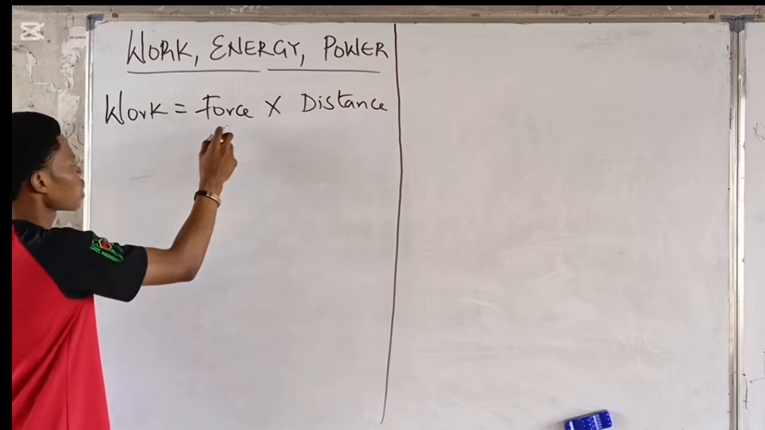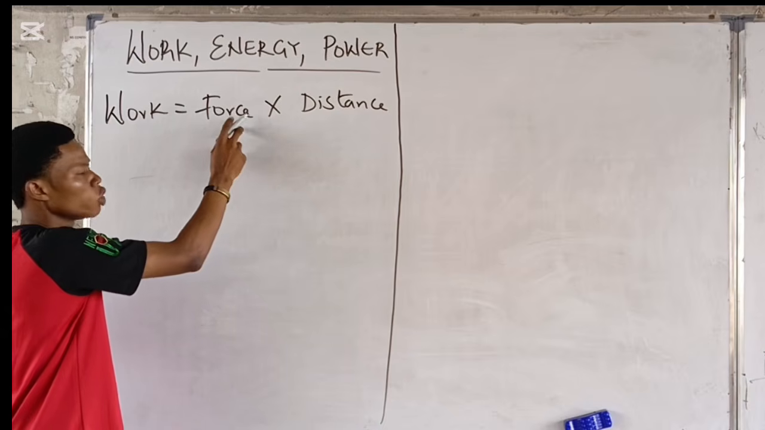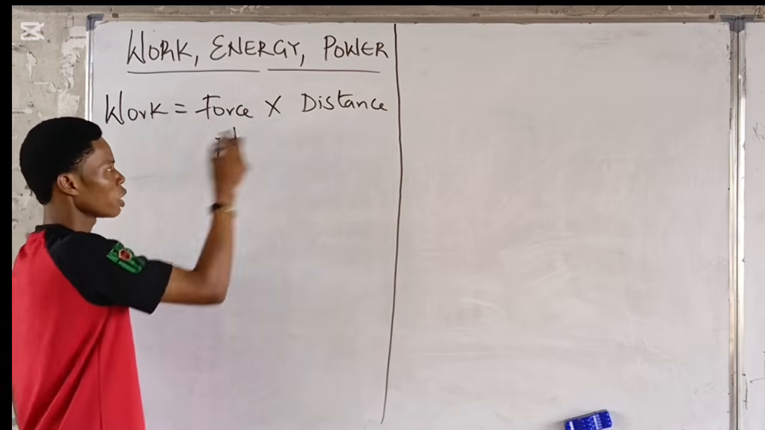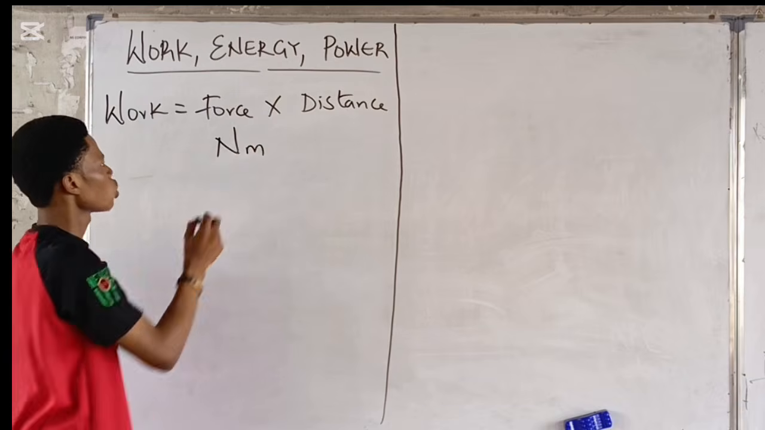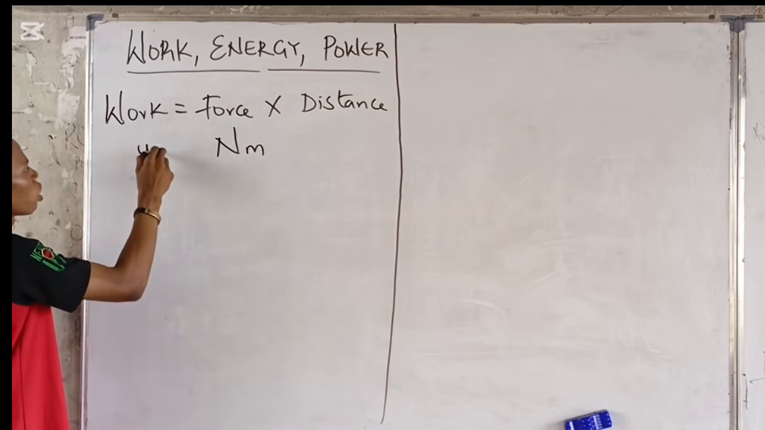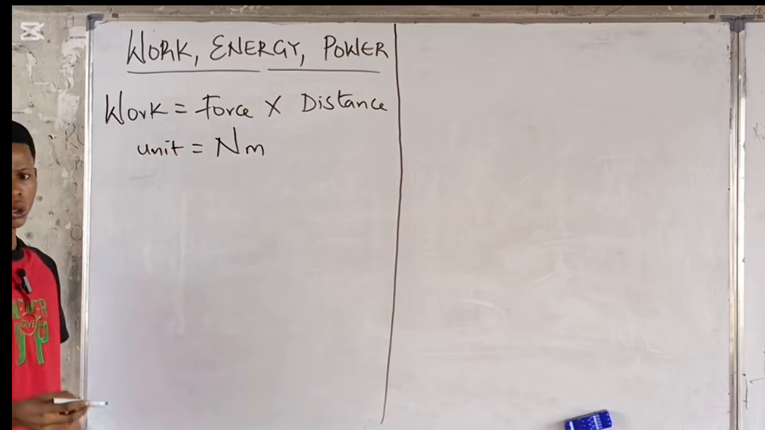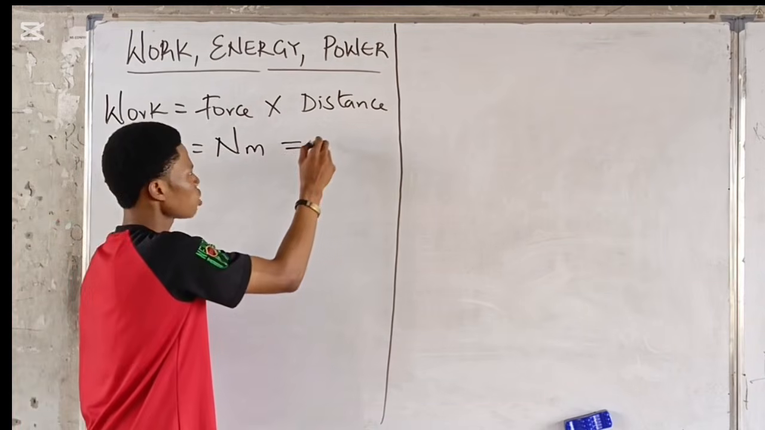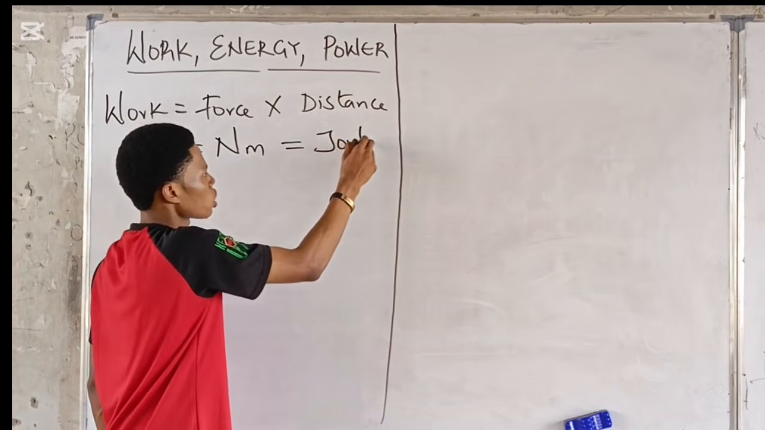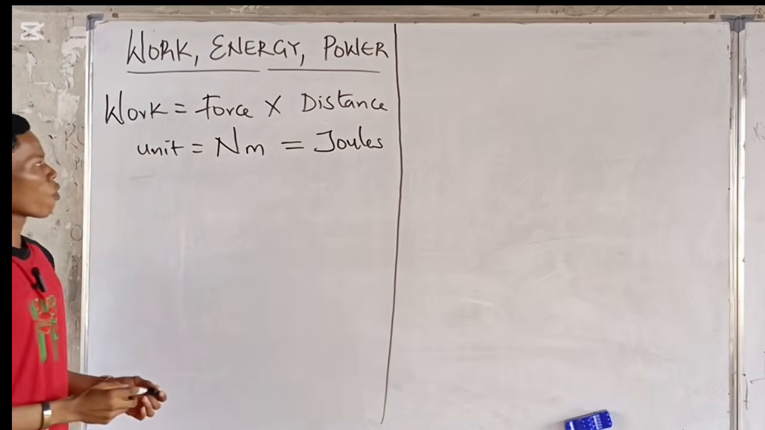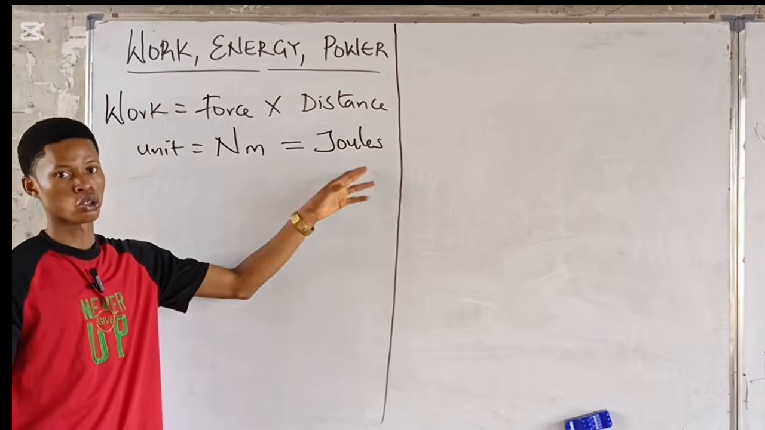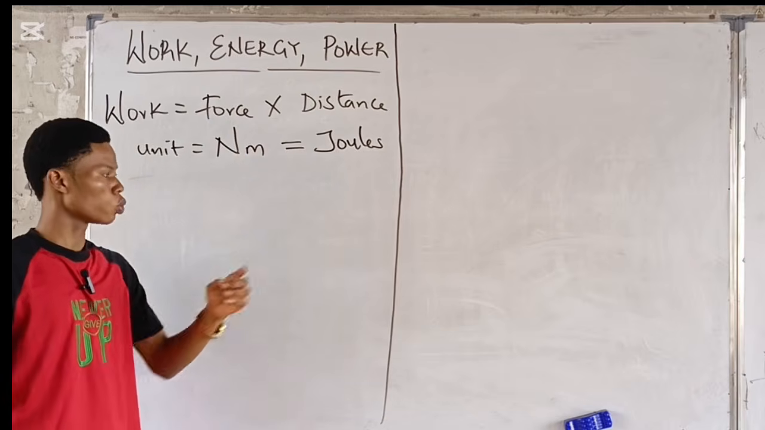And you agree with me that the unit of force is in what? Newtons, right? And the unit of distance is meters. So the unit of work is equal to Newton meters. And Newton meters is the same thing as joules. So the unit of work is either Newton meters or joules.